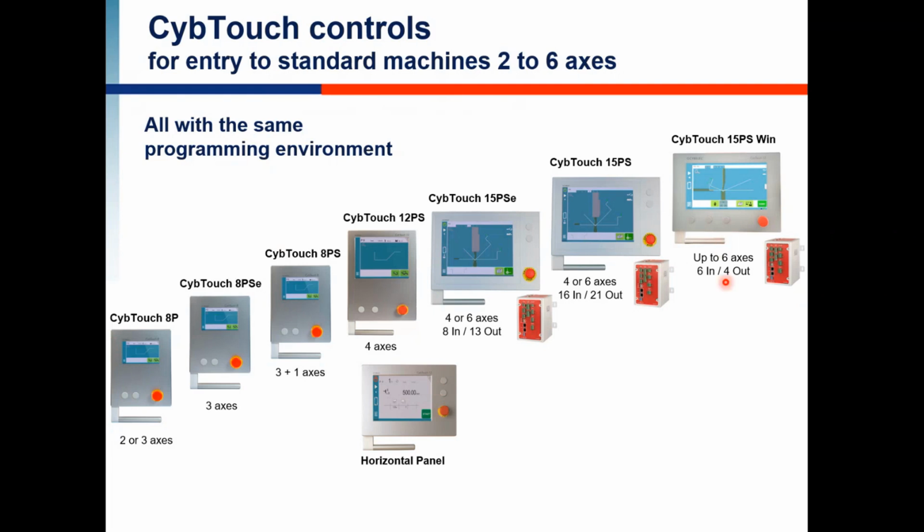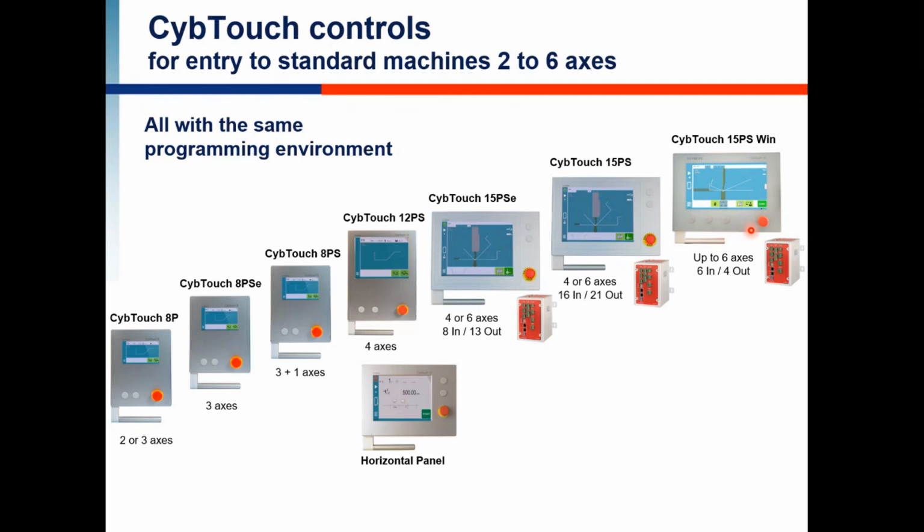And then the last comer will be the Cybelec touch 15 PS Win. Also, the screen is 15 inches. As you can see, it's a slightly different resolution. It's wider than higher, but the box is the same dimension as the touch 15 PS that you probably already know. Limited to 6 axes, but with more features.